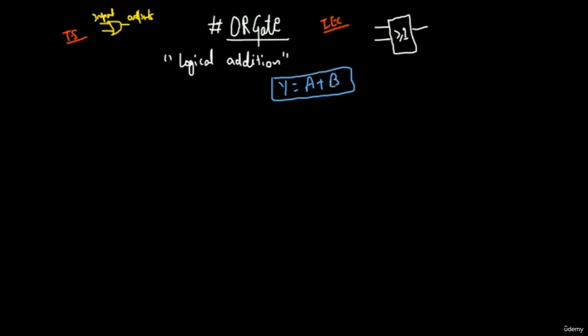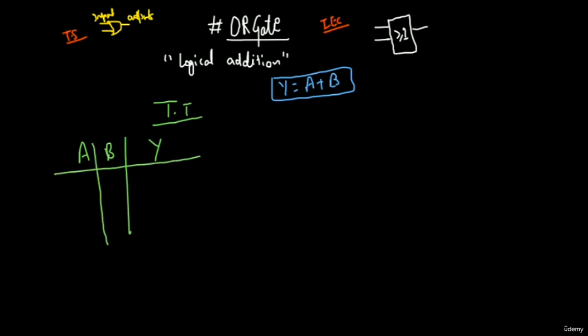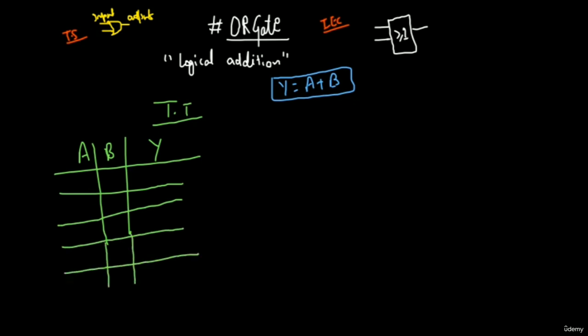Now let's work on a truth table. We have y, a and b. A and b are inputs and y is our output, as we know. So let's make it happen. Okay, now let's fill it up. Both are off, one is off, one is on, one is on, one is off, and 1 1.